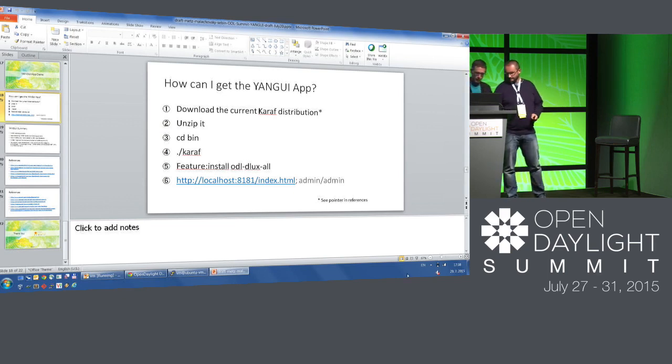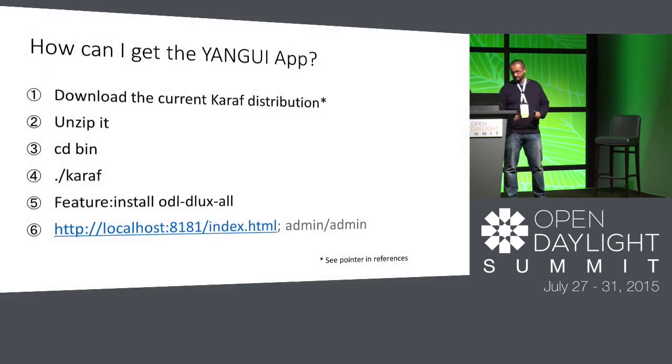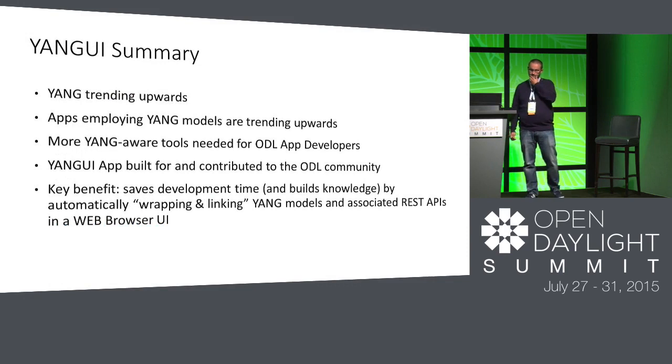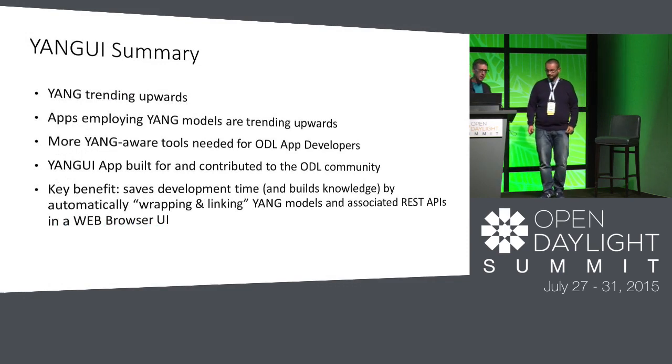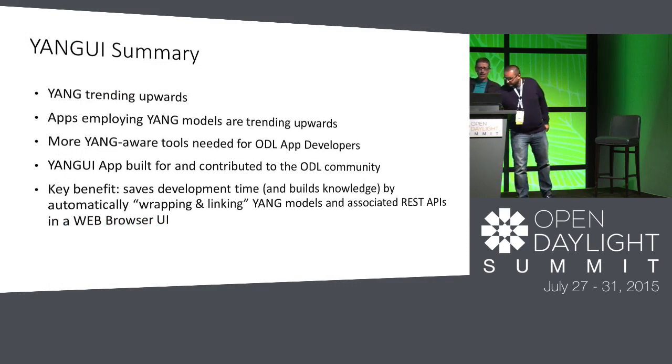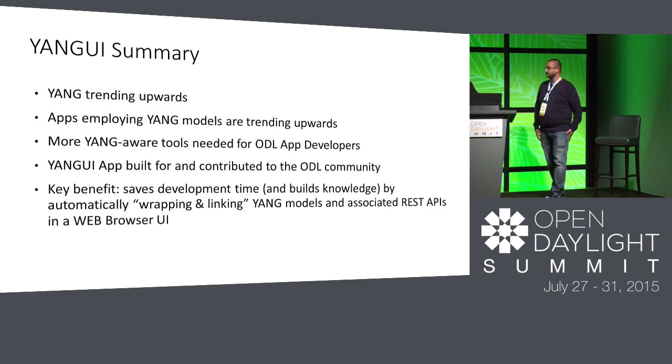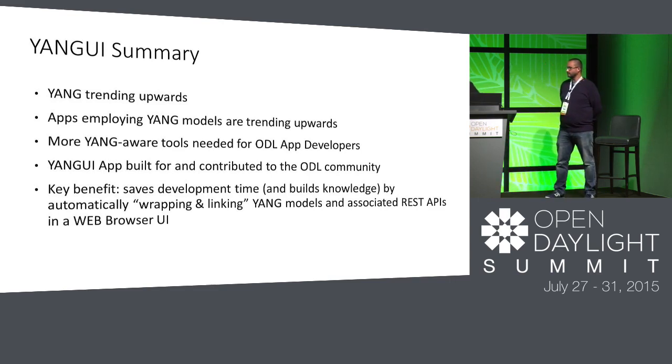Right. So I know we're getting close to the end of the talk here. If you have any questions, please come see us afterwards. But clearly, Yang is trending upwards big time. Apps are going to use it directly and indirectly. We definitely need more tools. I keep harping on that, but what we have today I think is insufficient, and this gives us a better capability when we're dealing with app development using Yangs that are part of the ODL environment.